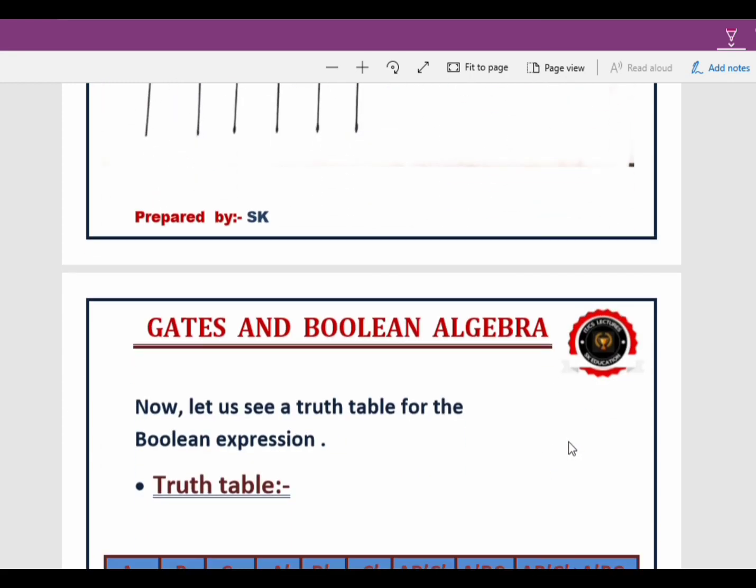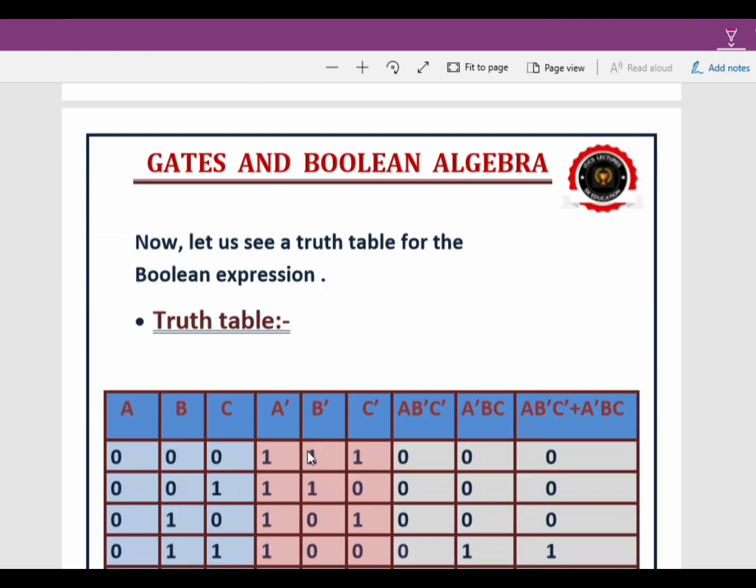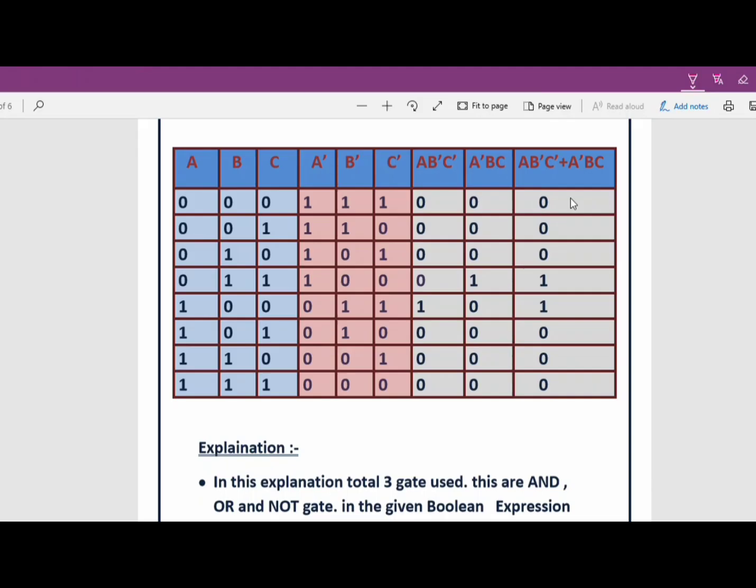Now let us see the truth table for the Boolean expression. Here A, B and C are the input variables. C is 0 1 0 1 0 1 0 1, then B is 0 0 1 1 0 0 1 1, and A is four times 0 and four times 1. Then we find the complement of each variable, A', then B' and then C', and then multiply by A B' C.